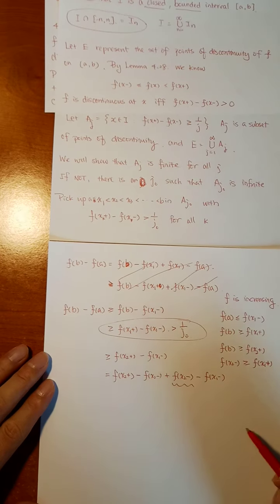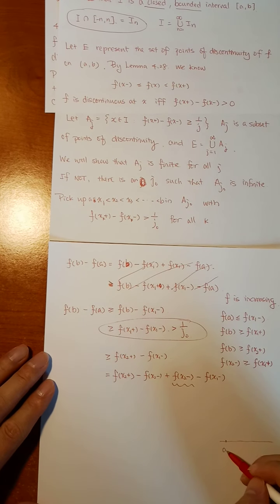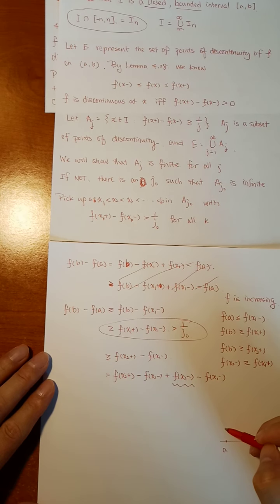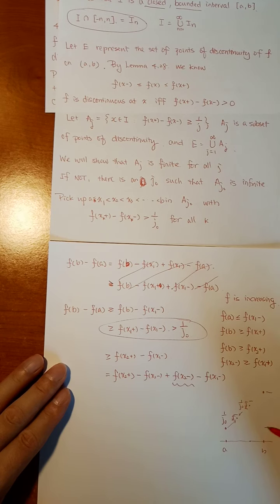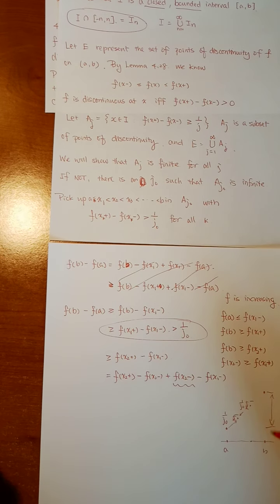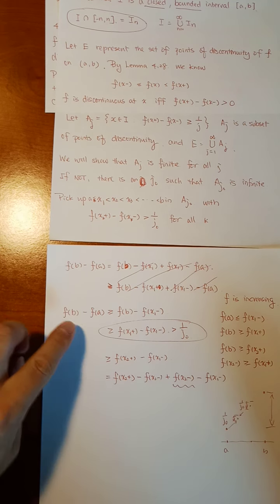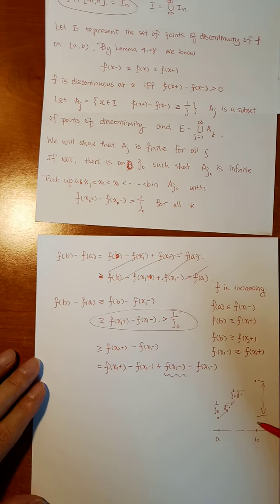So the picture is the following. This is a, this is b. It's increasing. At a point of discontinuity, the graph will reach here, and this graph will reach here. This is a gap, and this gap is 1 over j_0. At another point, this gap is greater than 1 over j_0. So if you add all these gaps together, it should be less than or equal to the total gap between f(a) and f(b). That is the geometric observation.